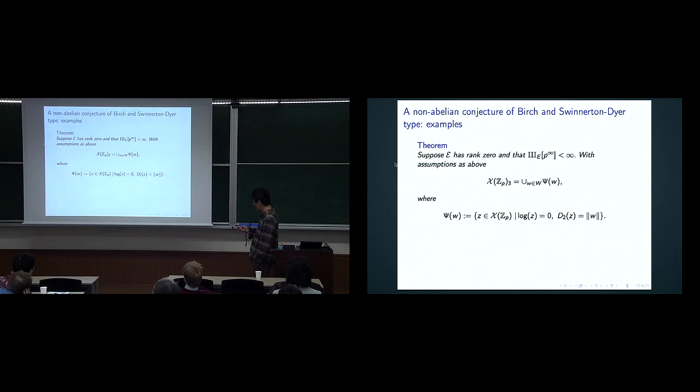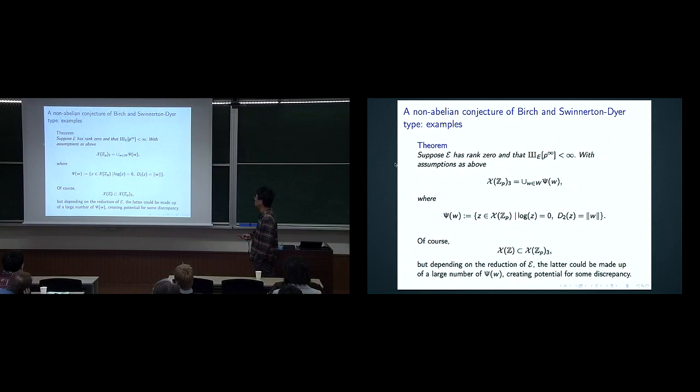So of course, the integral points are contained inside here, but the latter in general could potentially be made up of a large number of sets, so it could be much larger. So one needs to check what the discrepancy actually is. But by the way, the fact that the integral points are contained inside here is already a fairly interesting explicit non-abelian reciprocity law. Not too obvious at all from the classical point of view.